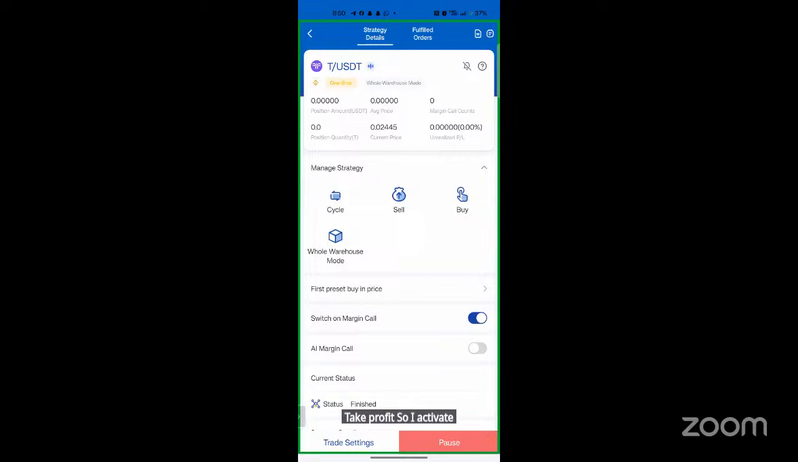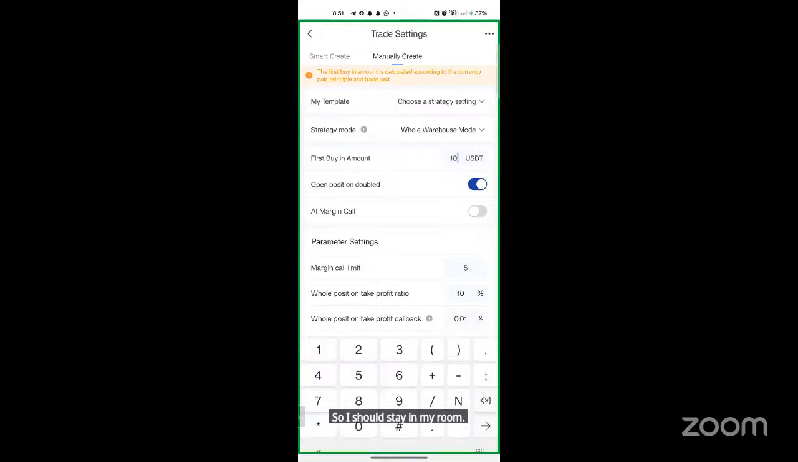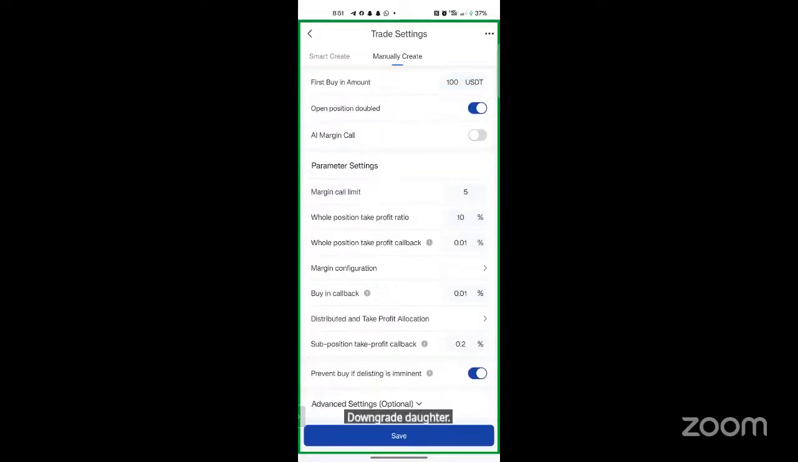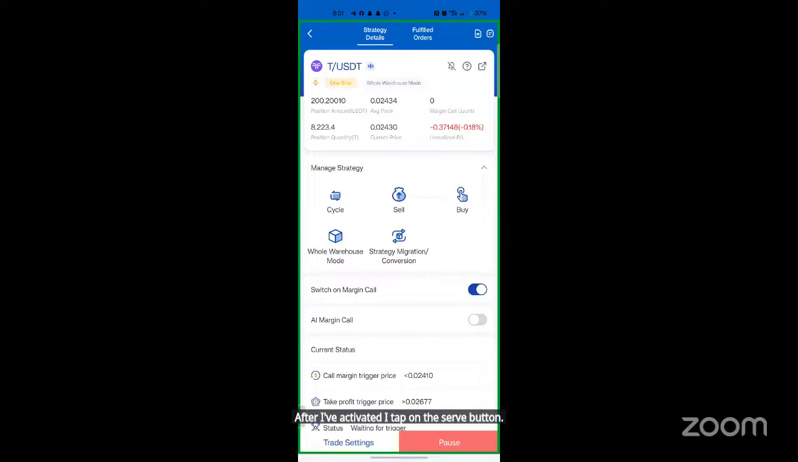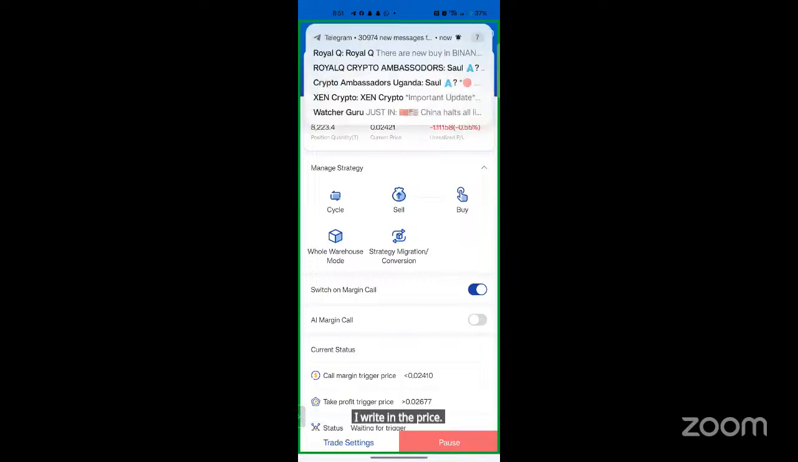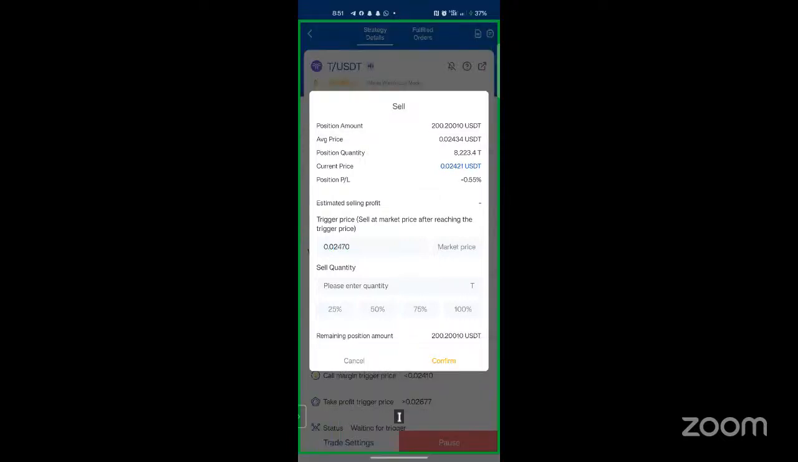Floating loss loading. I don't have the money, so I should stay in my lane. $100. Then I tap on the sell button. After I've activated, I tap on the sell button. I write in the price 0.02470. I want to sell off 100%. I'll make $2. I confirm. Then I go and do my other stuff.